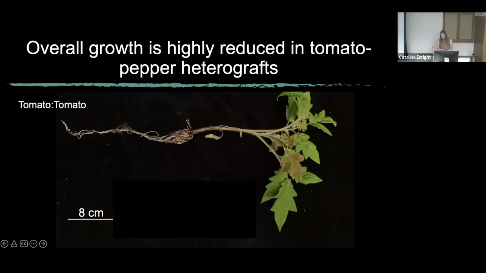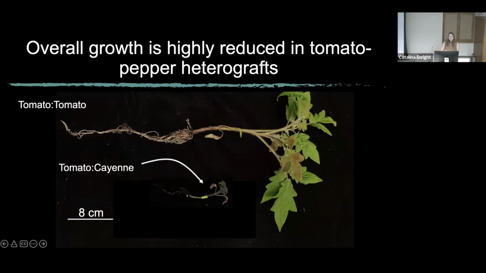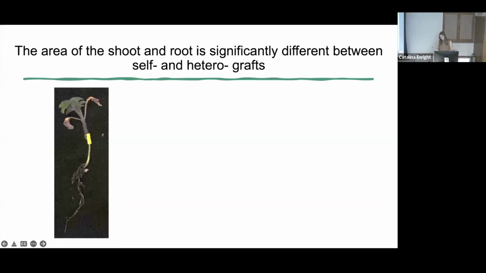Like I mentioned, the plants are very different in size. So this is self-grafted tomato 30 days after grafting. And just in case you can't see it, there's tomato pepper 30 days after grafting. So really quite reduced. I quantified this as well.